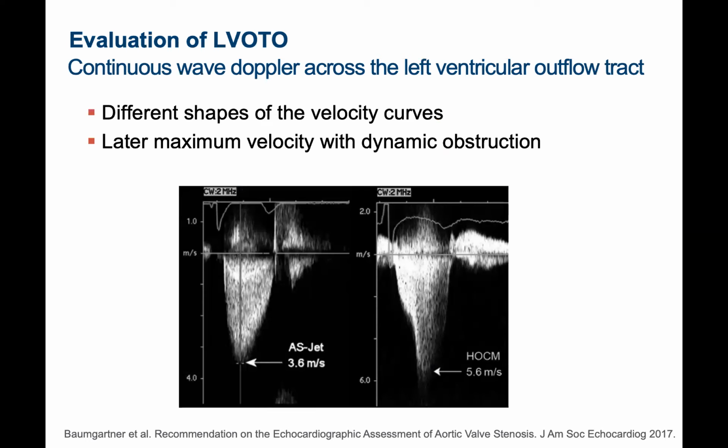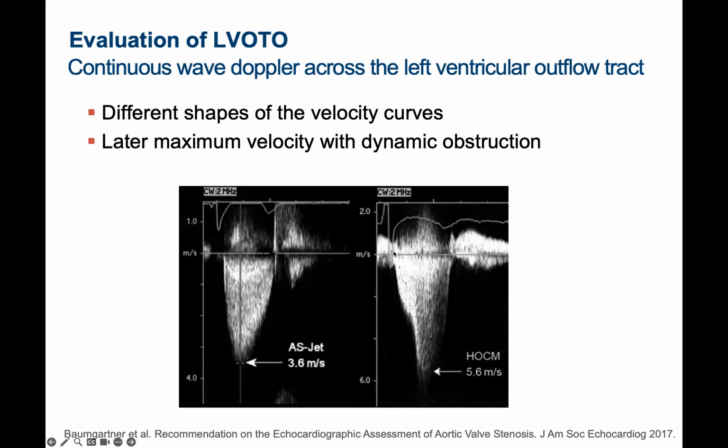When we put the continuous wave Doppler across the left ventricular outflow tract, we can sometimes get different velocity curves. So I just wanted to point out, this is going to be our velocity curve if we have aortic stenosis, and here would be our peak velocity, 3.6. Versus if you put a velocity curve across a valve where you have SAM, this one specifically is hypertrophic cardiomyopathy, you see that there's what's called a later maximum velocity, or late peaking.